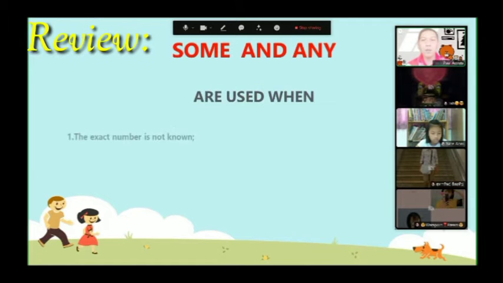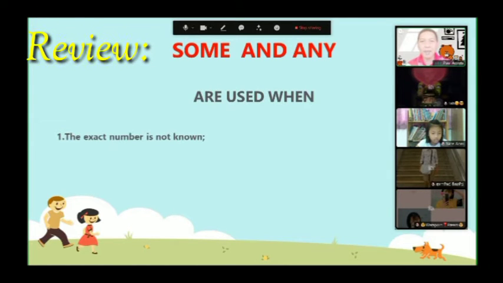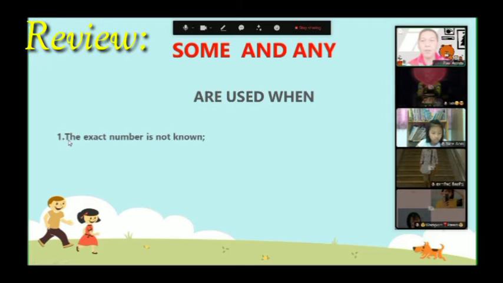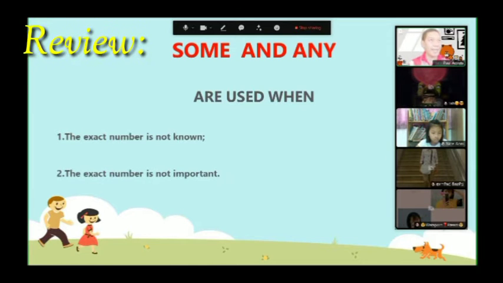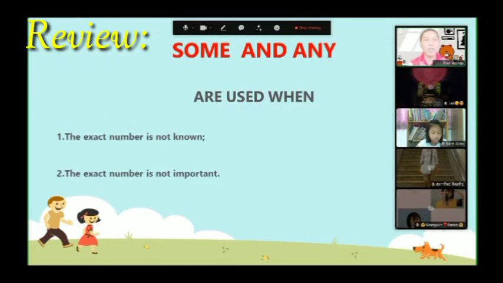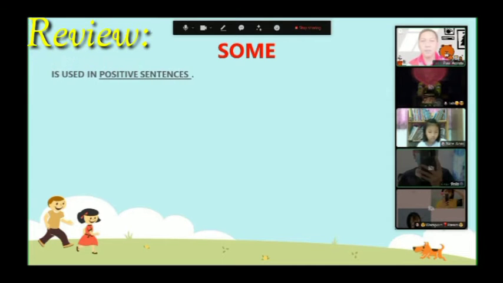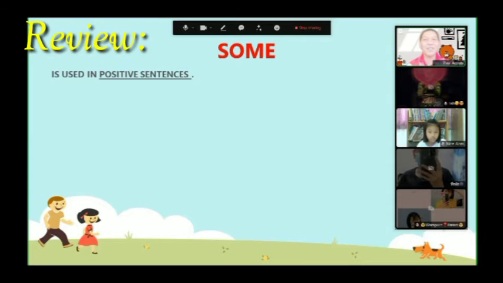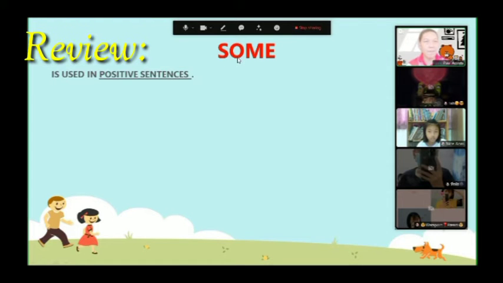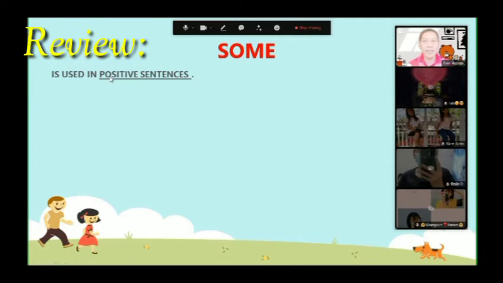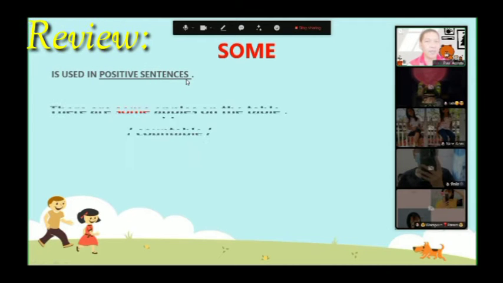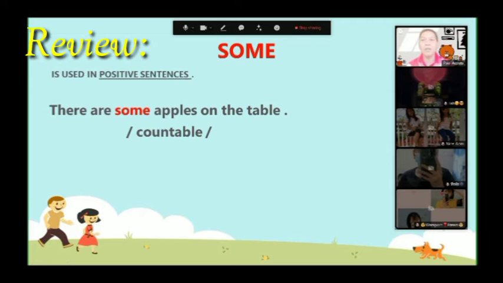So, we use some and any. Number one, when the exact number is not known, or we don't know the exact number, we use some and any. In some, we use it in positive sentences.